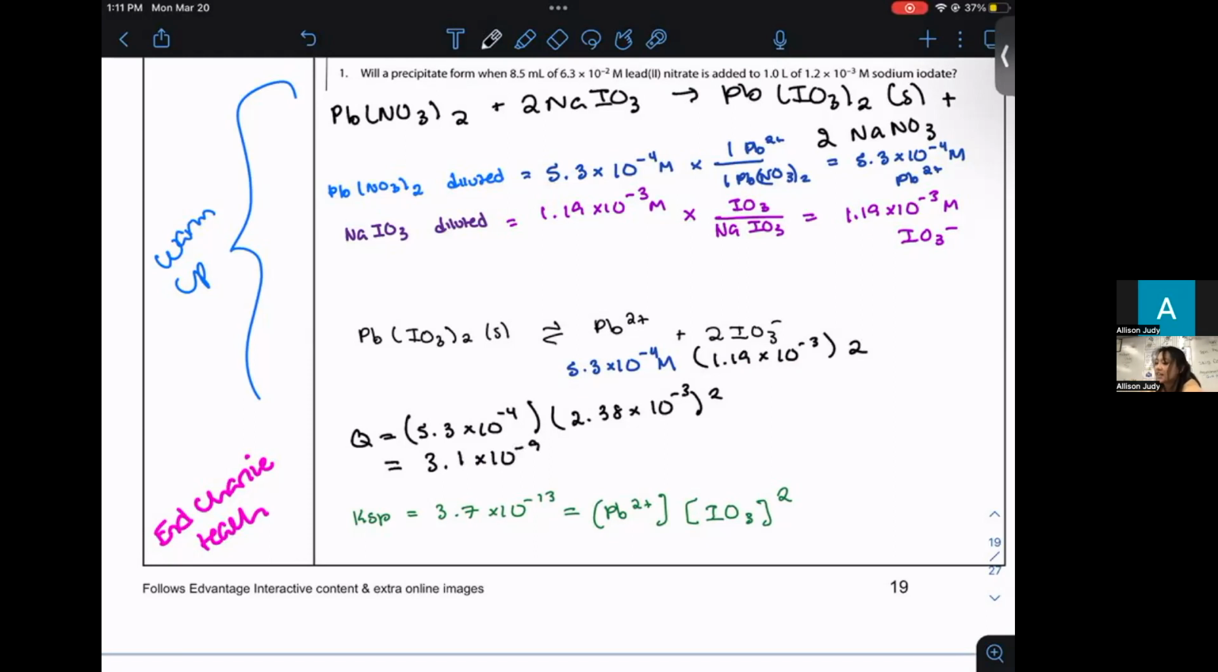So what we see here is that Q is greater than K. So when we compare, Q is greater than K, which means that we have way more ions in solution than what should be at equilibrium. So we are definitely going to favor precipitate formation, because we're going to try to reduce our ions. Does that make sense?